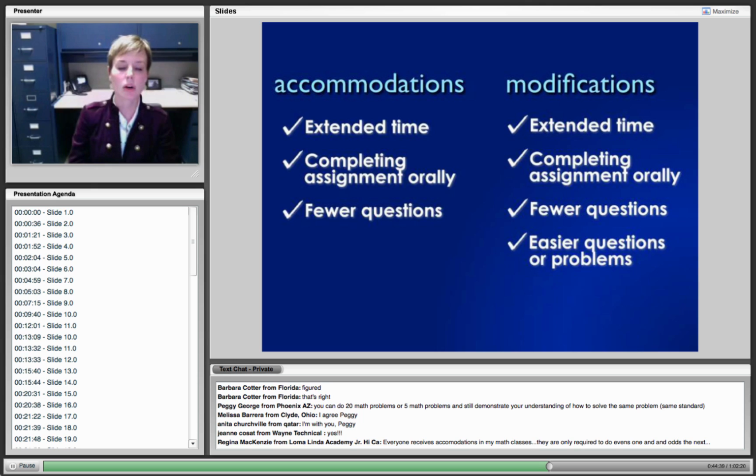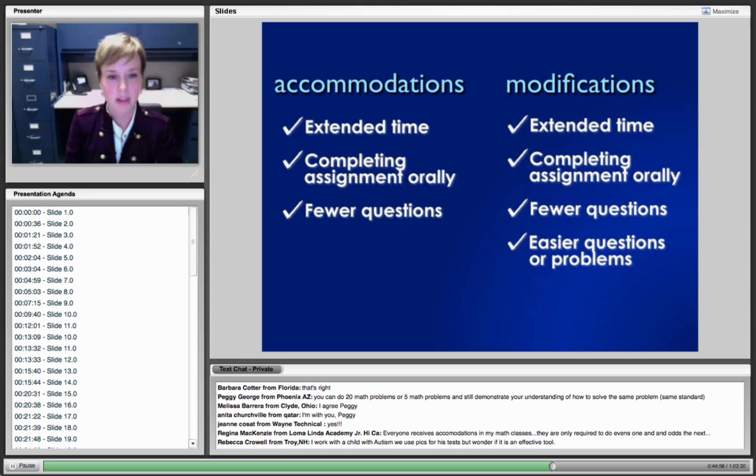Completing an assignment orally instead of in writing is an accommodation, as long as the critical skill we're measuring is not writing skills. As long as what we're measuring is not writing skills, then it is an accommodation.